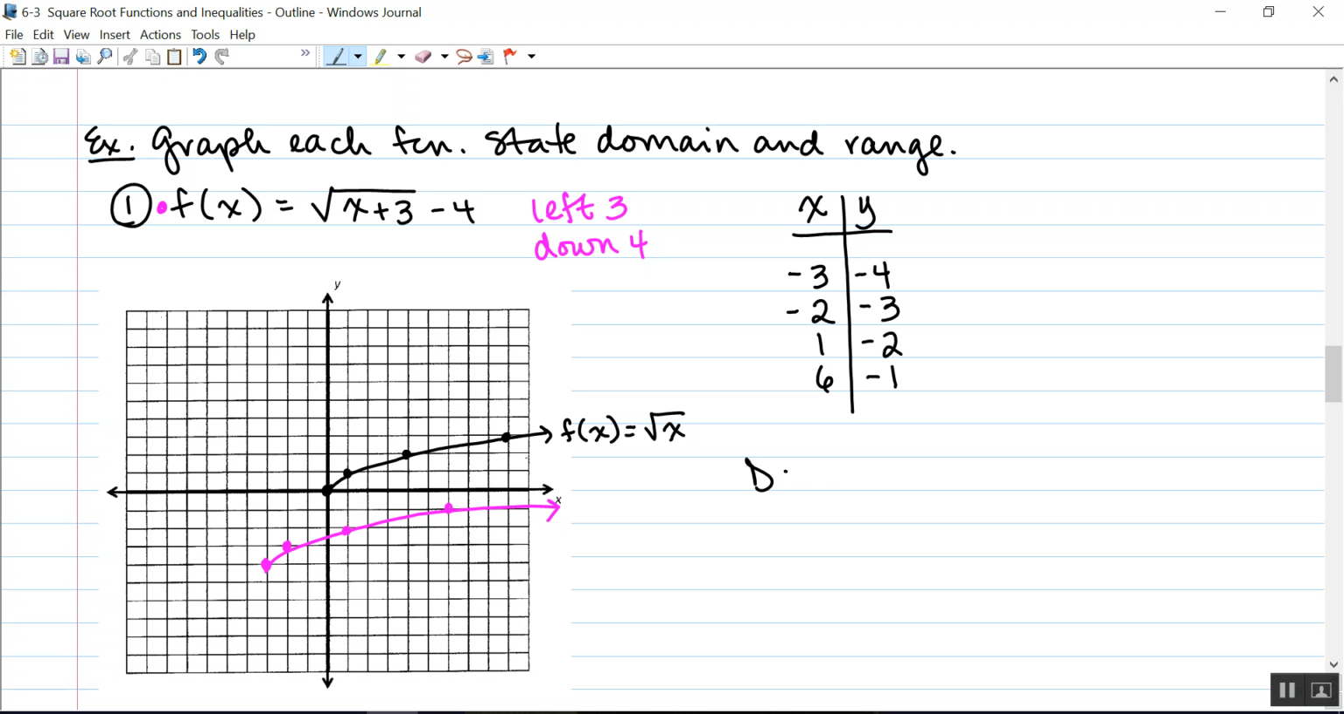The domain is going to be the set of all x, and because it's increasing, because it's getting bigger, it's going to be greater than or equal to the x of my vertex, negative 3. And the range, also because it's going up, y is going to be greater than or equal to the y of my vertex. And there's my domain and range.